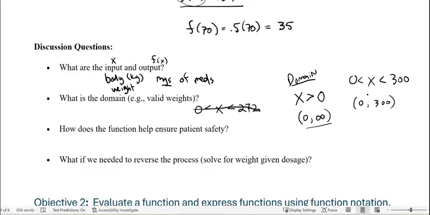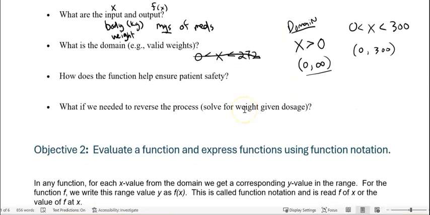Okay, so we can talk about what the function means. How does it ensure patient safety? Well, we're not going to give too much drug to the patient as long as we have some kind of formula or function for it.